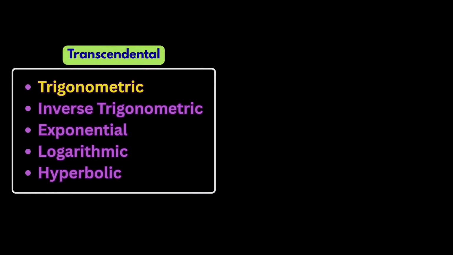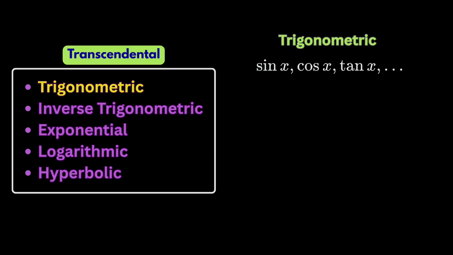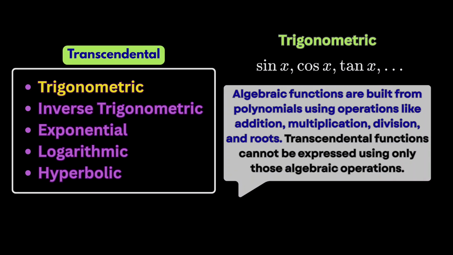Now let's move on and go to a transcendental function. The first transcendental function is a trigonometric function. For example, sine x, cosine x. The best way to describe what is a transcendental function is this definition here. Algebraic functions are built from polynomials using operations like addition, multiplication, division, and root.